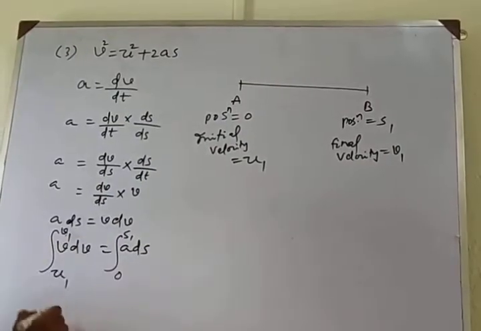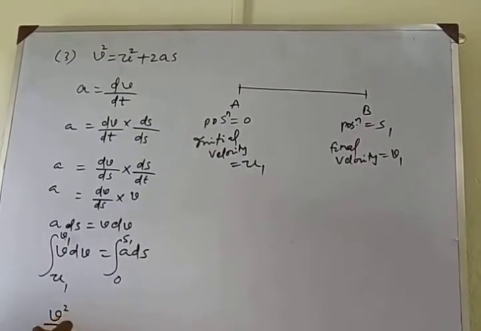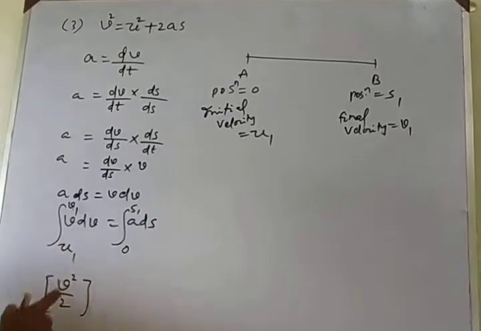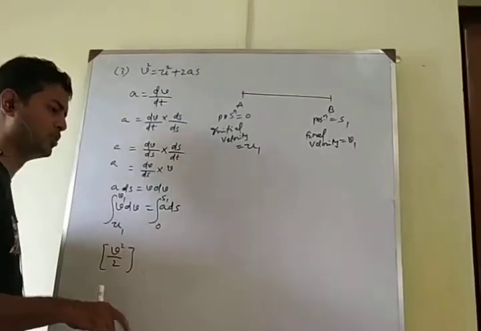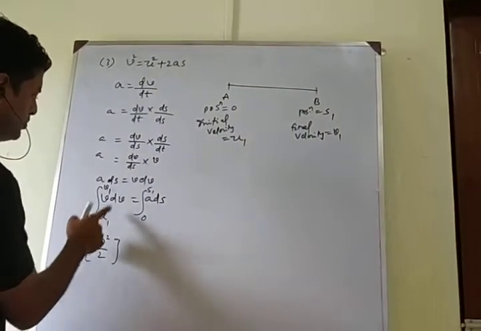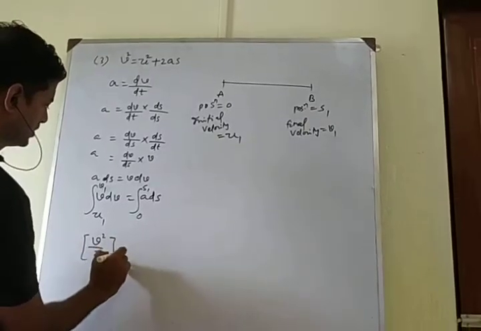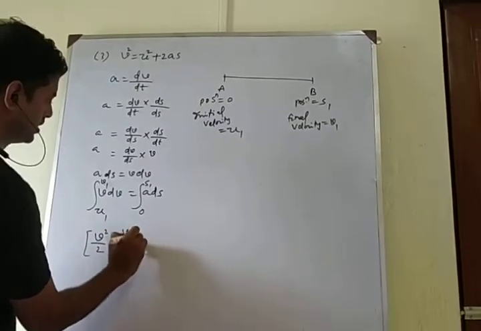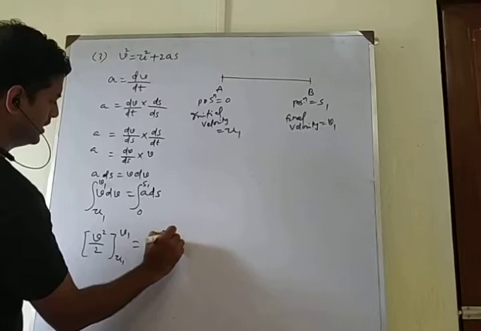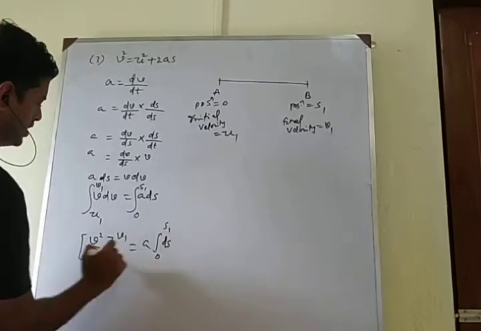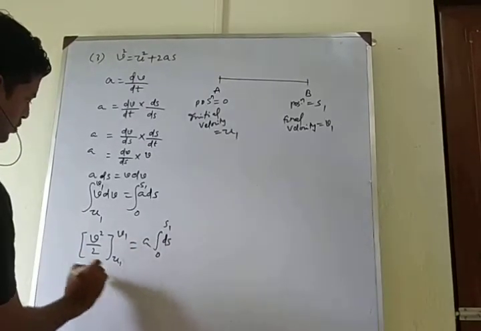So now the integration of v dv will be v square by 2. Already I have done this: t dt will be t square by 2, x dx will be x square by 2. So v dv will be v square by 2. Now, u1 to v1 equal to a is constant, ds from 0 to s1. Now take 2 common outside.